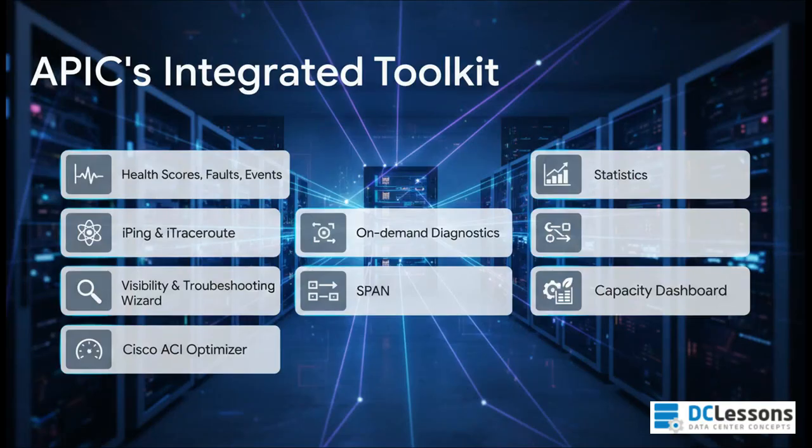The APIC, that's the Application Policy Infrastructure Controller, gives you this amazing set of tools, and they're all integrated right into the GUI. This isn't just some random collection of utilities. It's a toolkit that was built with a purpose. And what's that purpose? Well, it's to give you deep connected insights into both the physical network, the underlay, and the logical network, the overlay, all from one single pane of glass.